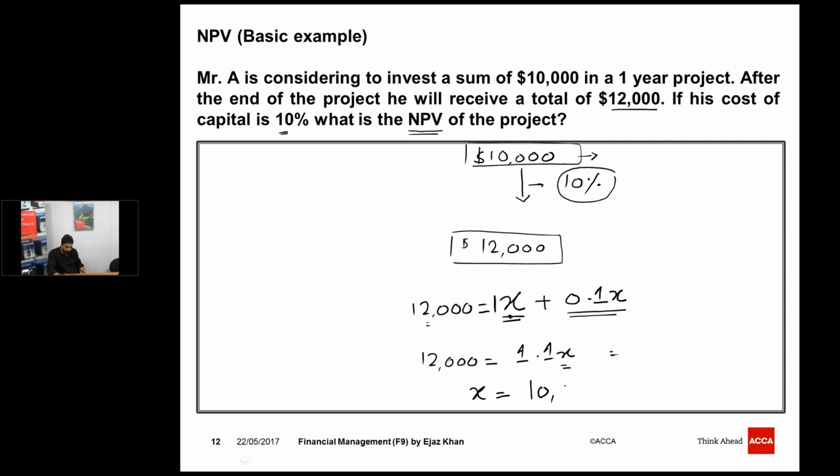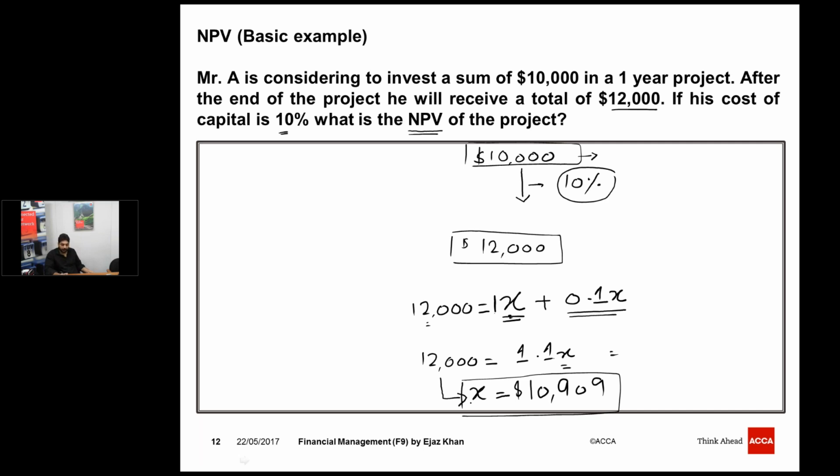It's actually $10,909. What does this indicate? This indicates that Mr. A should invest a maximum of $10,909 against the return of $12,000. Even in that case, he will be able to generate 10% of his investment as a return. So he should not invest more than $10,909 in this investment. What we have actually done is offload the amount of interest, 10%, from the $12,000.